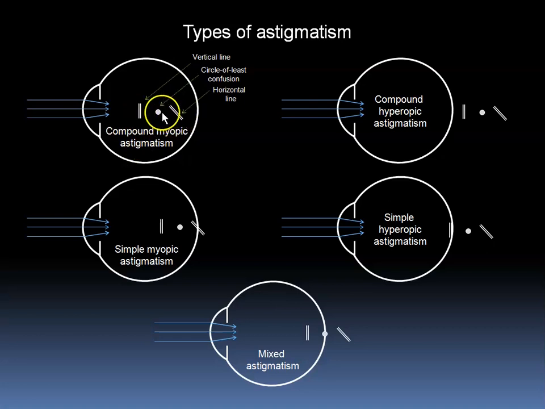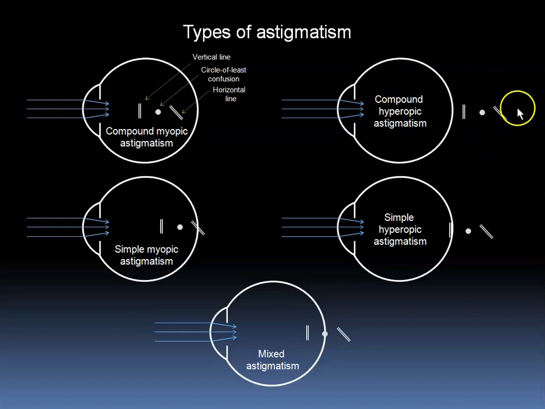The two lines and the circle of least confusion are both in front of the retina, and the part of the conoid behind the horizontal line, which would be a horizontal oval, intersects with the retina, and this is what the retina would see. In this case of simple myopic astigmatism, the conoid is shown where one of the lines is on the retina and the rest of the conoid is in front of it. In other words, the retina would see a horizontal line.